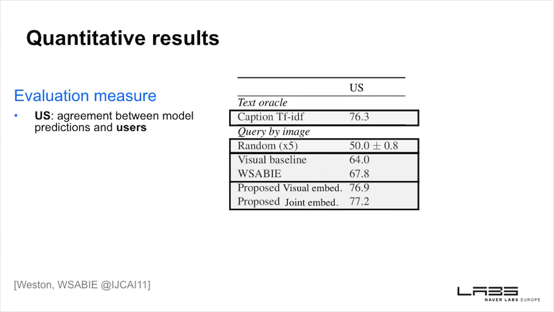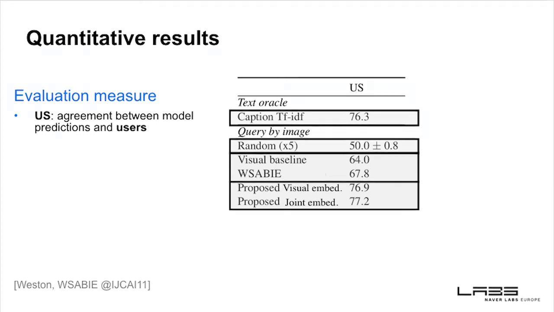Random is 50% again, because this is the same measure as before. Then we have a visual baseline. So this is our visual representation without any training, the original one. We have this Wasabi method that is the closest we could find to our approach, that is giving better results, but still not so much better than the visual baseline. And these are the results we get with the proposed embedding.